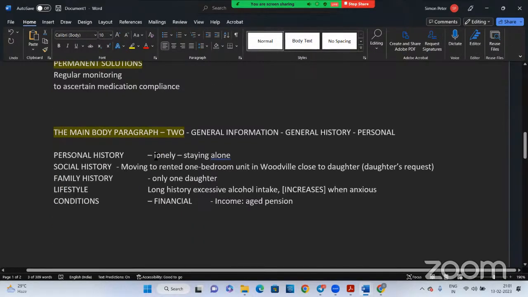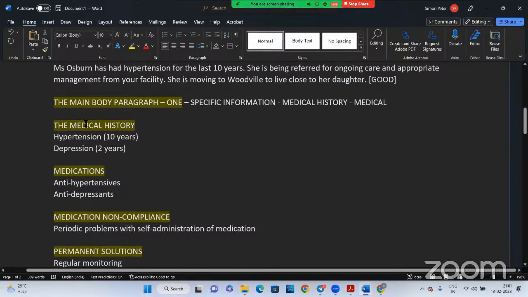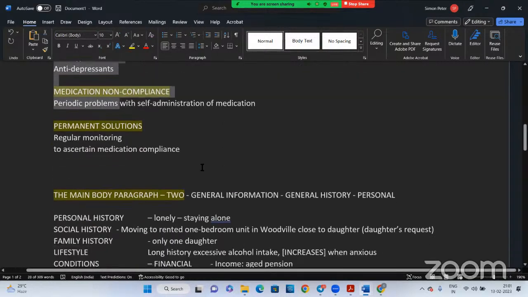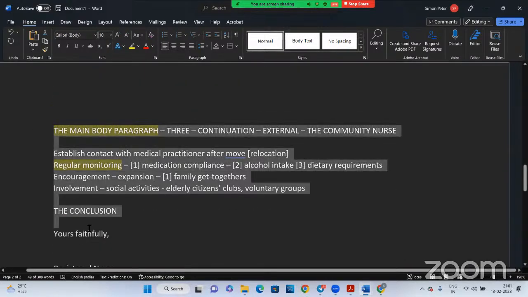This is not a problem. Lonely and staying alone is not a problem. Moving to rented, this is not a problem at all. She has only one daughter. That is not a problem. Long history of exercise, no problem. Financial income, no problem. This is the no problem area. This is the problem area. This is the no problem zone, and this is the care zone.